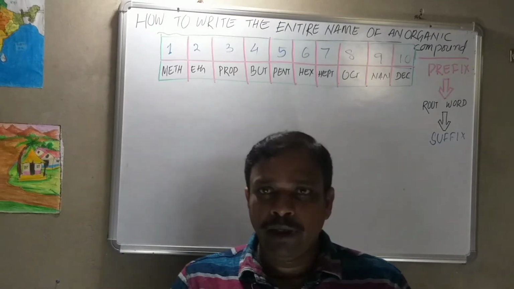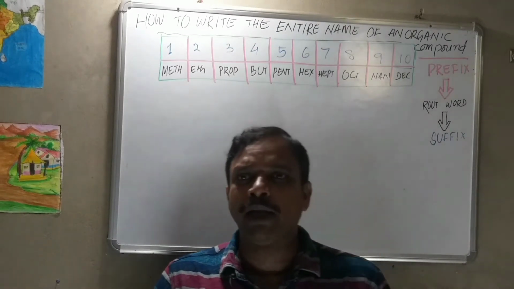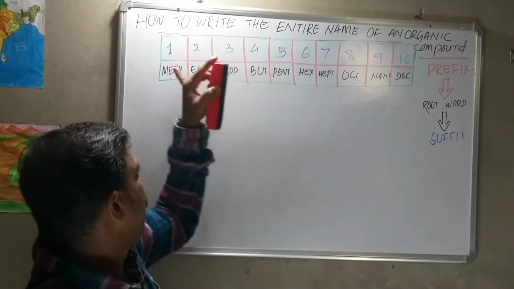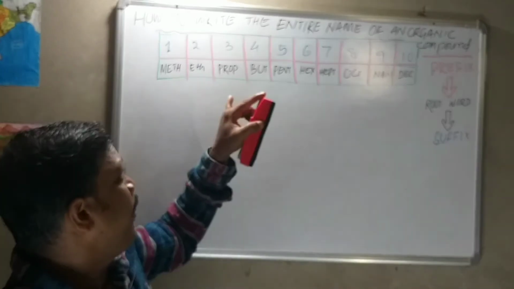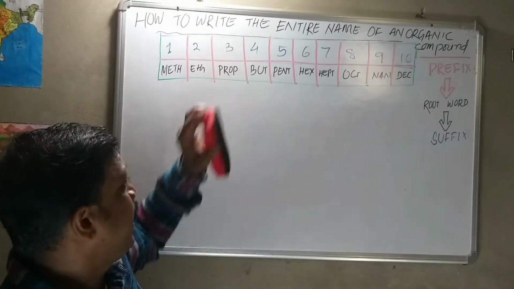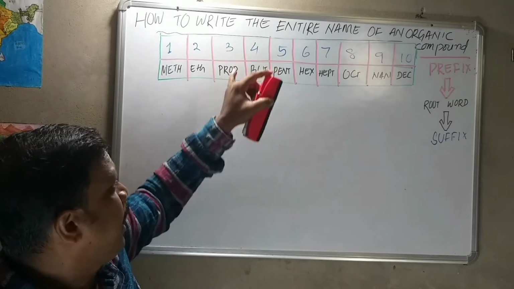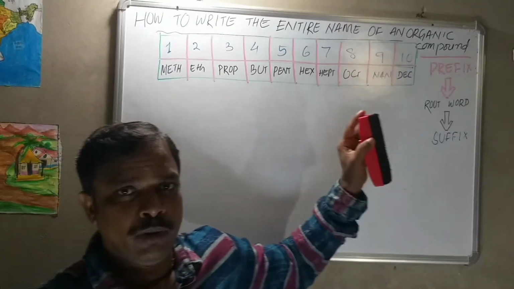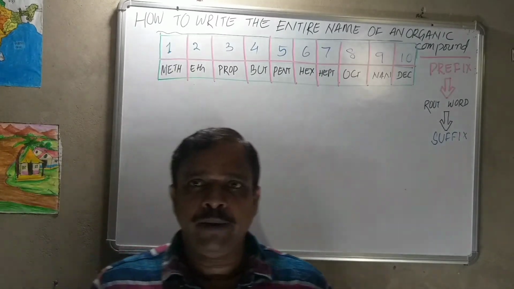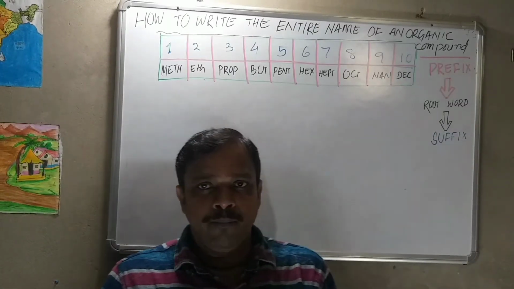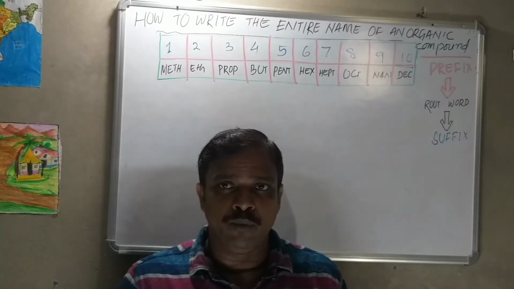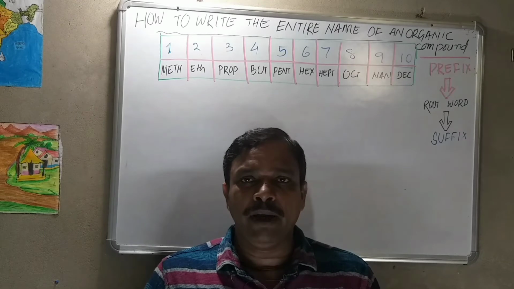If we have one carbon atom, that means meth. If we have a carbon chain with 2 carbon atoms, that is eth. If 3 carbon atoms, that is prop, and so on upwards. Next, when we name a carbon compound, how can we name it?